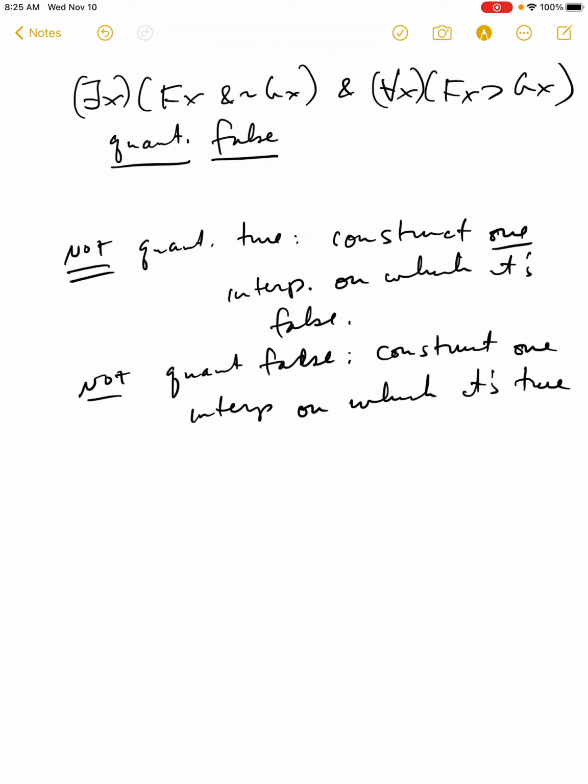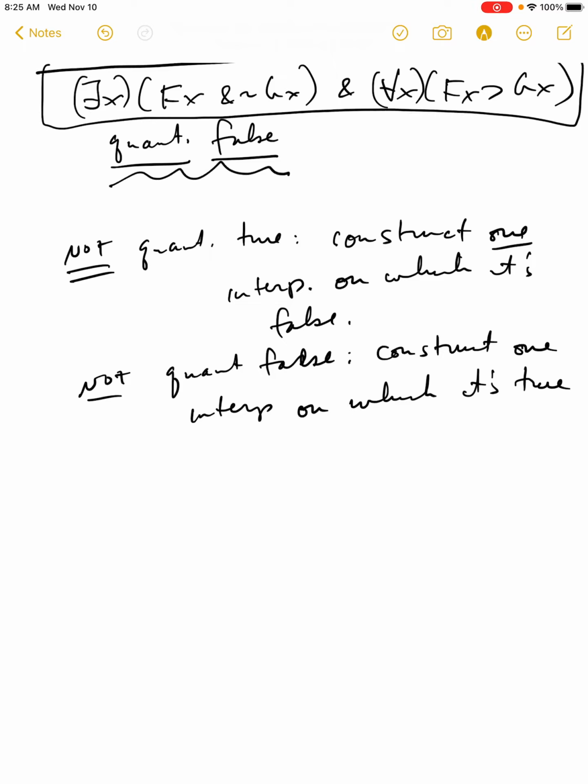So, all of this is very reminiscent of what we were doing back in truth functional logic. It's just that things are more complex because our notion of interpretation is a more complex notion than the notion of truth value assignment. Okay, let's get back to this one. We want to show that it's quantificationally false. And so we have to give a little argument in the meta-language to establish that.